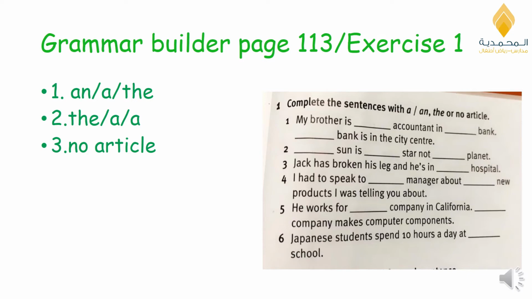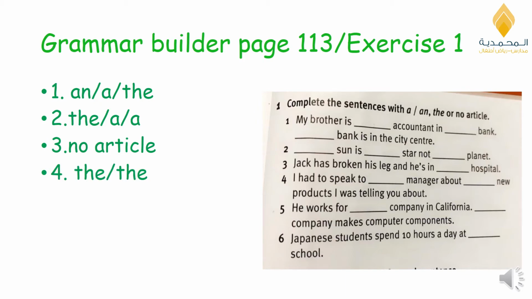Why did I say the new products? Because if you continue reading the sentence, it says I was telling you about. So the manager now has an idea about these products. It was mentioned before for him, so I have to say the products.